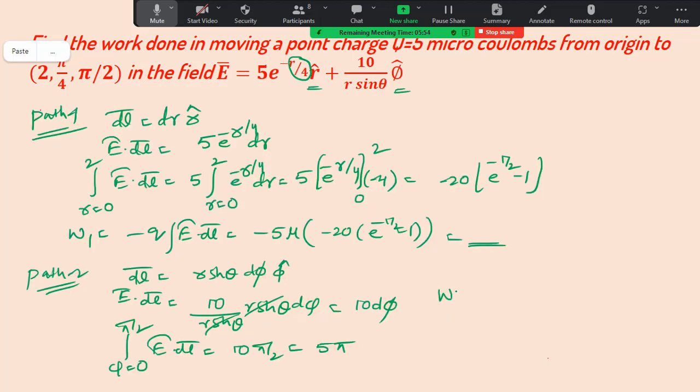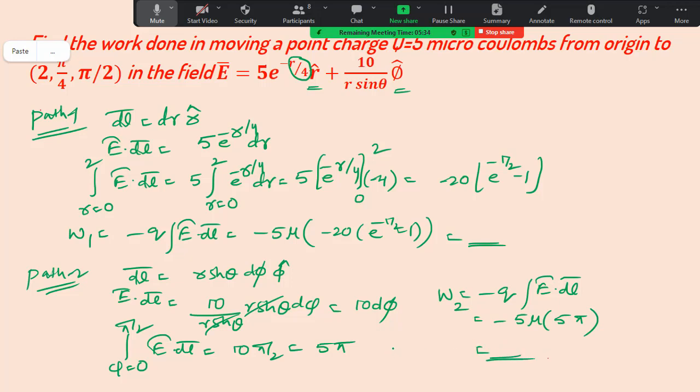Then the exact work, this one is work done 1, this is work done 2. W2 is equal to minus q times the integral of E bar dot dl bar. So this is minus 5 micro into 5 pi. You will get some work here.